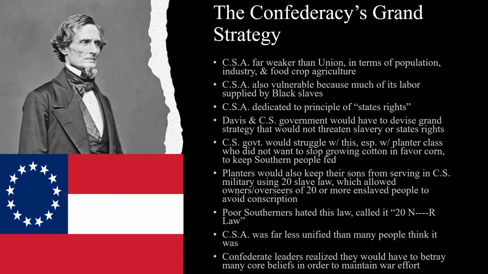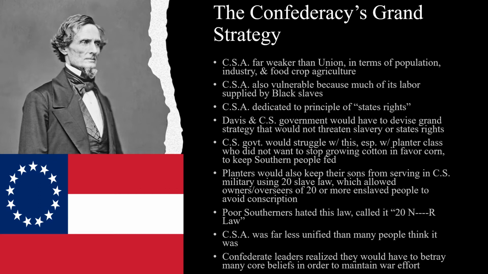Poor Southerners would also oppose the C.S.A.'s abridgment of their rights, especially through conscription, which meant losing the labor of their sons, husbands, brothers, and fathers, actually leading to insurrections and draft resistance throughout the South.